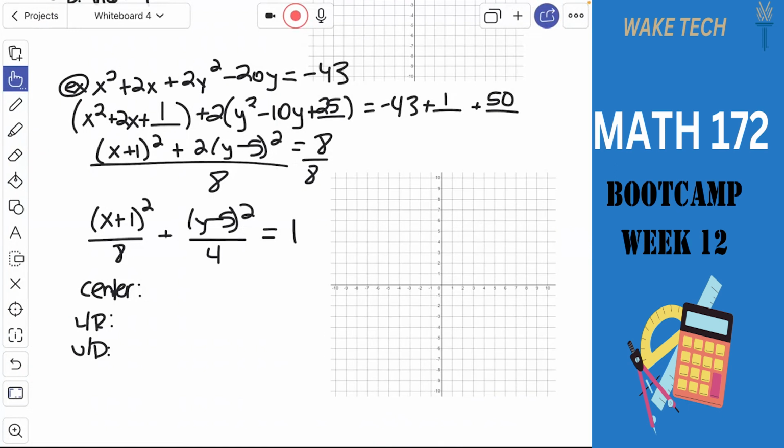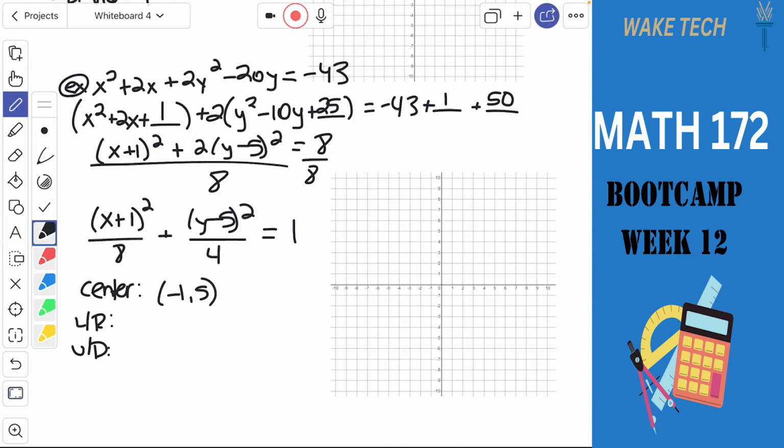From here, we can identify the center, negative 1, 5. Left and right will go the square root of 8. I'm going to get an approximate answer there, just that'll be a little better for the graph. That's approximately 2.8. Up and down we'll do the square root of 4, which is 2.